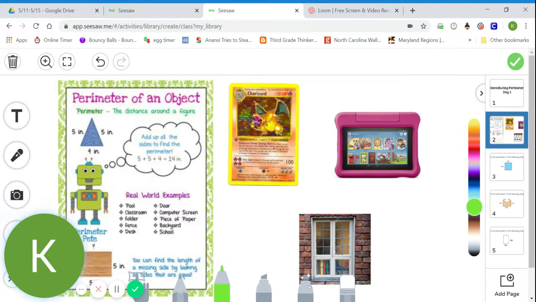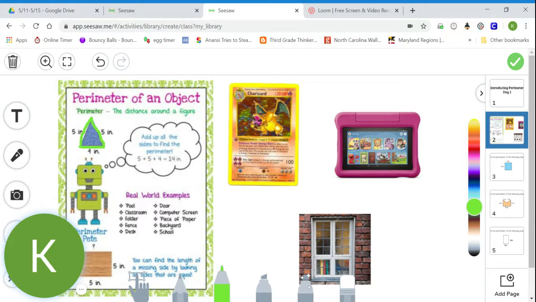So you'll see in this first example, we have a triangle with 3 sides. One side is 5 inches, second side is 5 inches, and then the third side is 4 inches. I need to add up all the sides in order to find that perimeter. So I'm going to do 5 plus 5 plus 4, which equals 14 inches. The perimeter of the triangle is 14 inches.